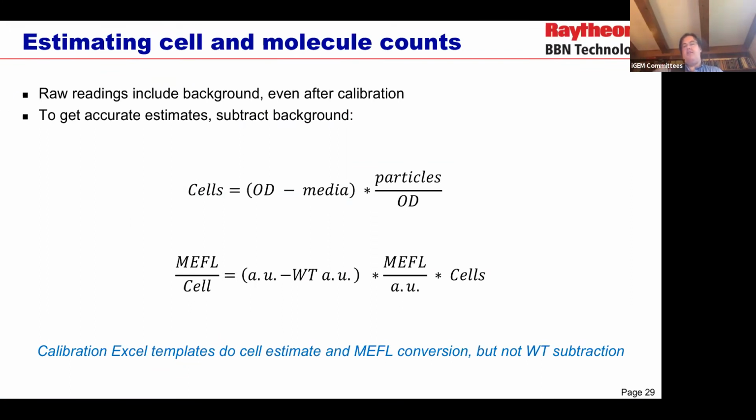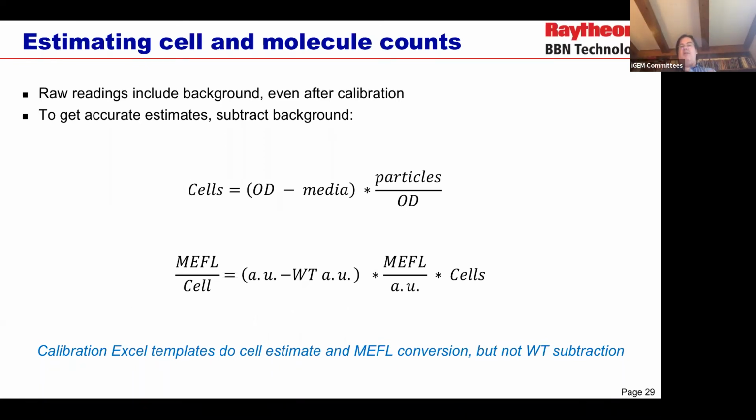of absorbance. But those include the background of how much fluorescence is in the blank cells themselves and how much absorbance is in the blank media itself. That's included even after calibration. So to get accurate estimates of cells and fluorescence per cell, we need to subtract the background. That's very simple, fortunately. We can simply take the OD measurements, subtract the average OD from blank media, and then convert that number with our particles per OD calibration unit.